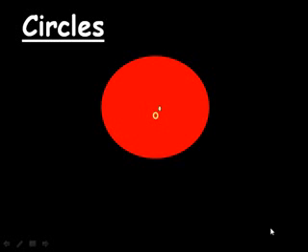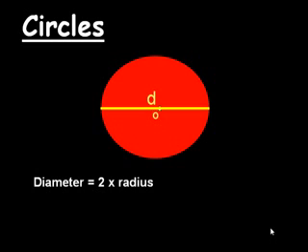Suppose O is the center of the circle. The radius of a circle is the distance from the center of the circle to the edge of the circle. The diameter is the longest distance across a circle. The diameter cuts through the center of the circle. This is what makes it the longest distance. The diameter of a circle is twice its radius.